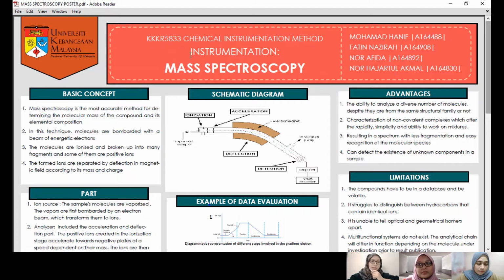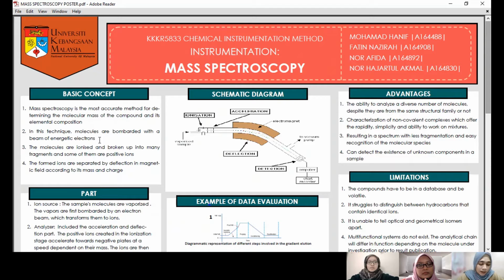We will present about the instrumentation equipment, which is mass spectroscopy. Next. For the basic concept, mass spectroscopy is the most accurate method for determining the molecular mass of the compound and its elemental composition. For the basic principle, in this technique, molecules are bombarded with a beam of energetic electrons.